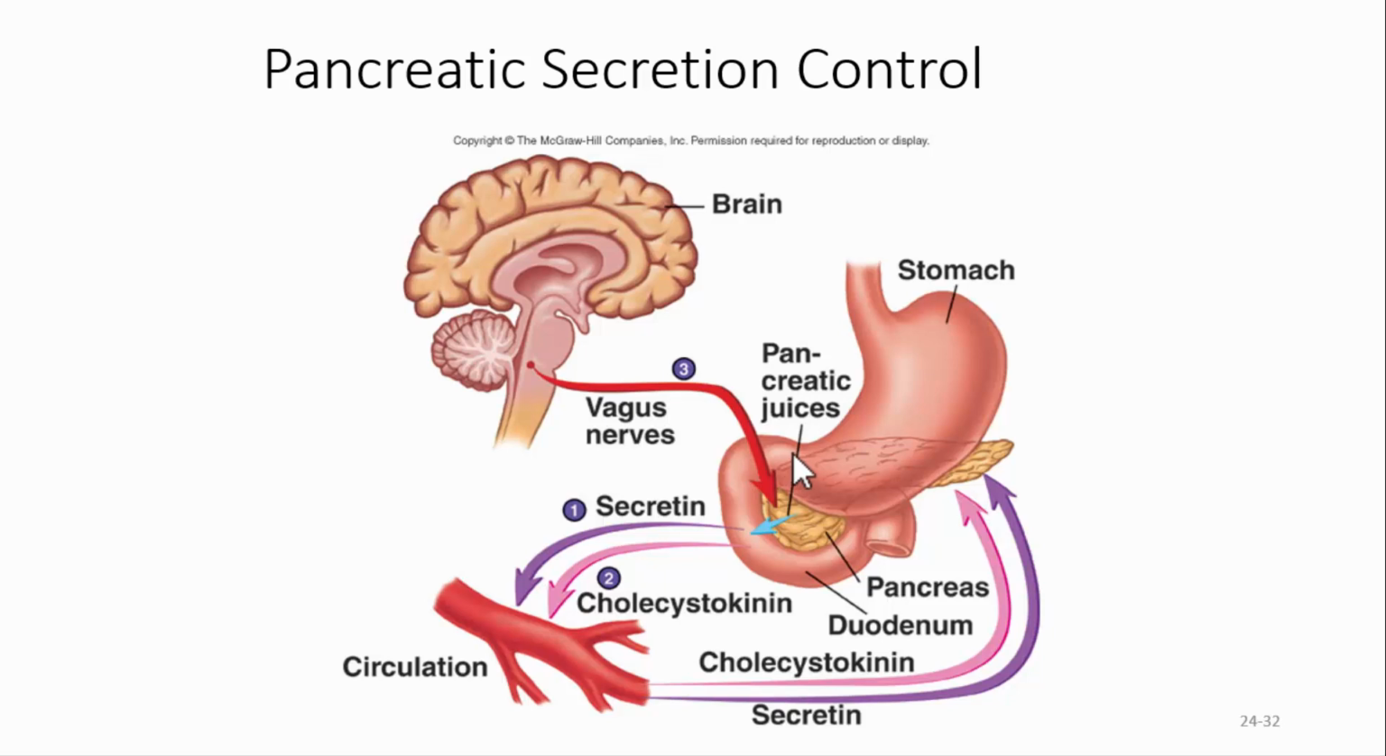And so we see pancreatic secretion control. First of all, we have from the duodenum secretin and cholecystokinin, or CCK. That enters the circulation. That then stimulates the pancreas to start to produce pancreatic juices. And then we can also have vagal stimulation, again from the vagus nerve, to also stimulate that production of pancreatic juices as well.